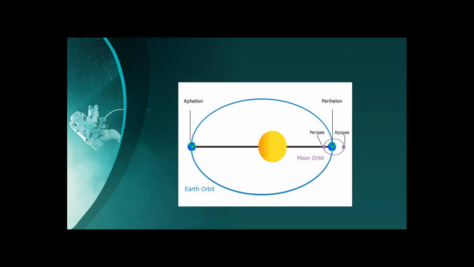And also for the Moon, the perigee is the place where it's closer to the Earth, and the apogee is the place where the Moon is furthest away from the Earth. We will learn about this more in Kepler's laws of planetary motion.